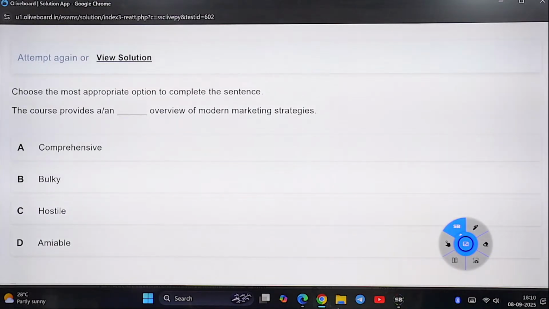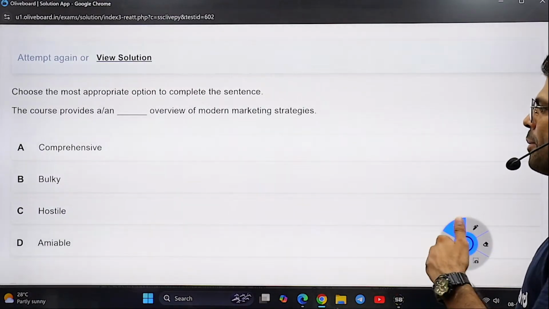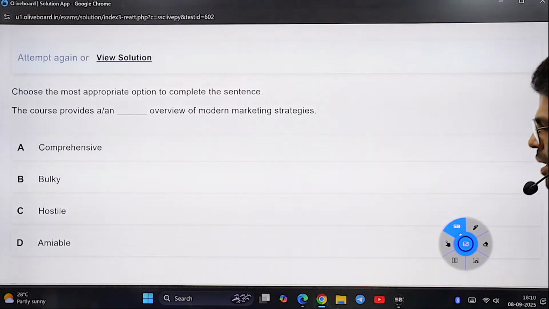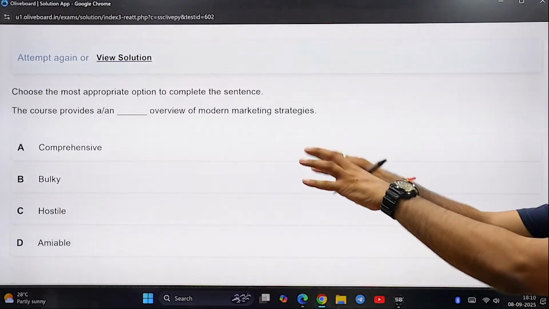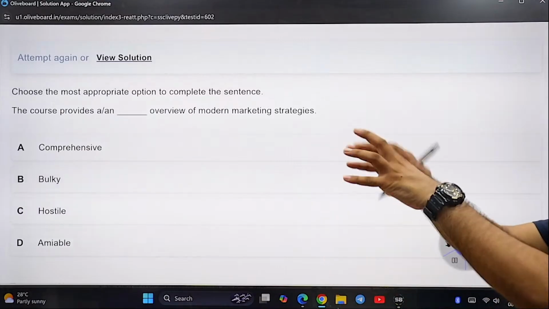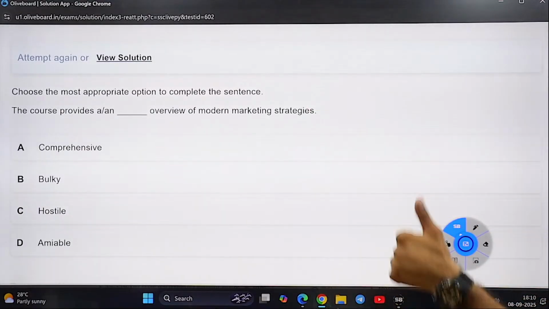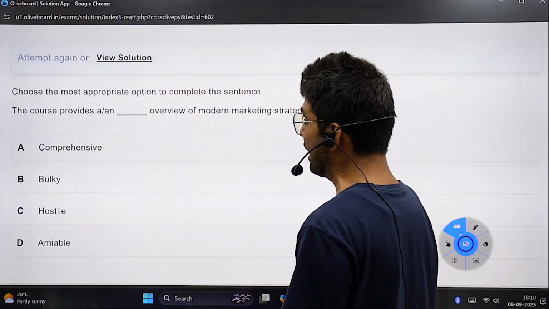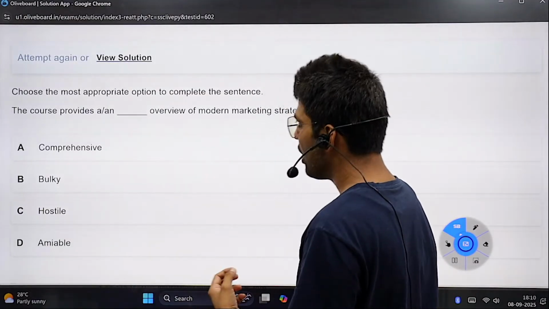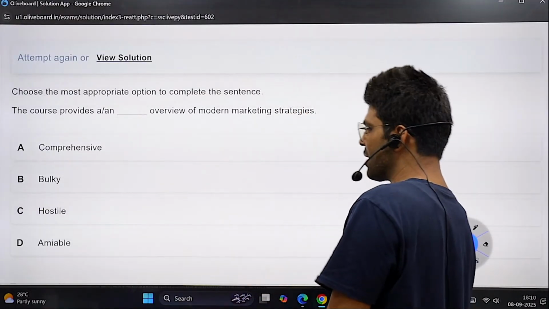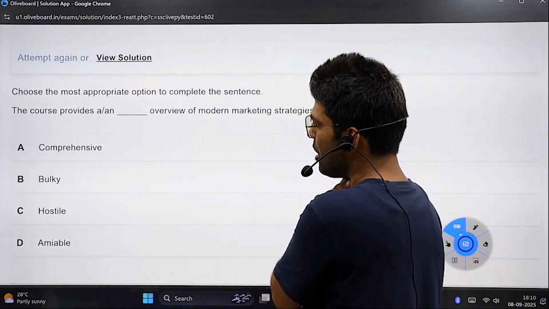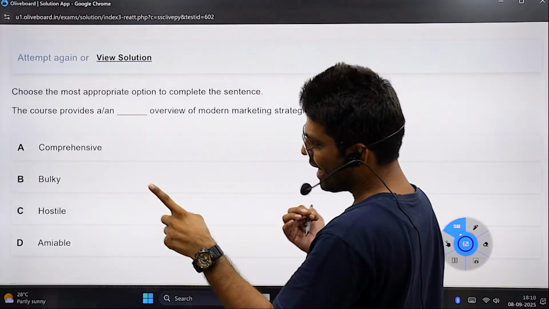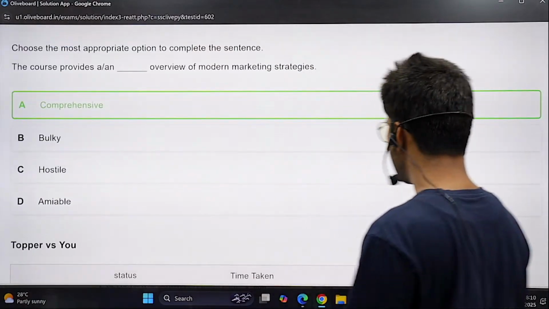Okay, the course provides an overview of modern marketing strategies. Comprehensive, in detail, and we want courses in detail, no problem. Every single strategy must be there, not bad. Bulky, heavy, negative. Hostile, enemy, negative. Amiable is friendly, but an overview shouldn't be friendly, it should be in detail. So, comprehensive.